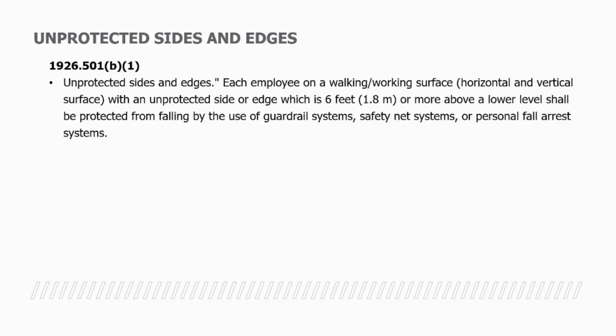Unprotected sides and edges, 1926.501 B1. Each employee on a walking working surface, whether a horizontal or a vertical surface, with an unprotected side or edge which is 6 feet or more above a lower level shall be protected from falling by the use of guardrail systems, safety nets, or personal fall arrest systems.